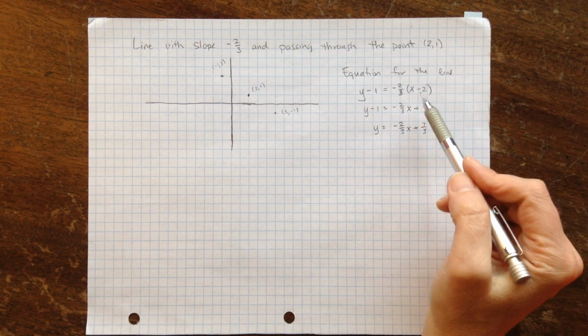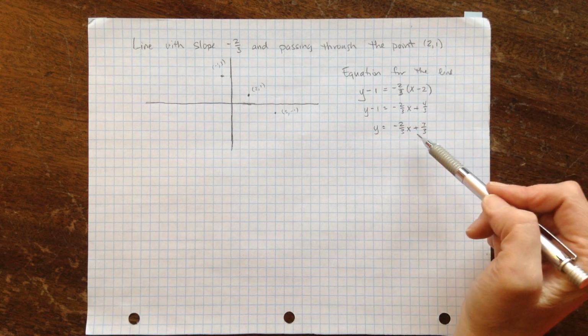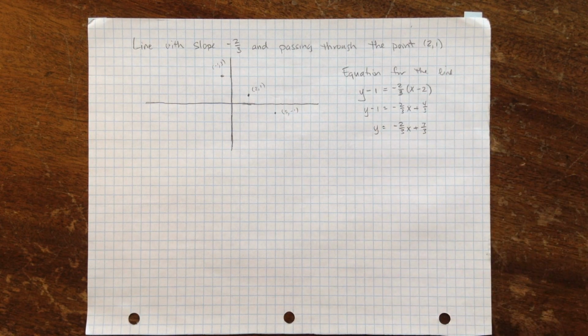So here's one way to write the equation of a line, actually 3 ways to write the equation of a line. This is the point slope form, this is the slope intercept form, and this is some intermediate form. So there are a lot of different ways to write the equation for this line.